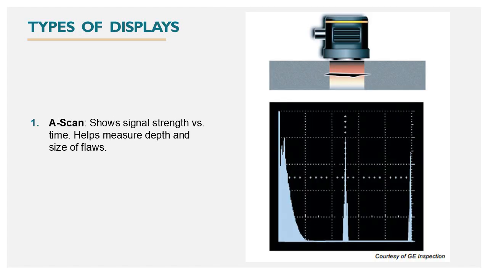Types of displays of ultrasonic examination or UT. Number 1 is A-scan, shows signal strength versus time. Helps measure depth and size of flaws.